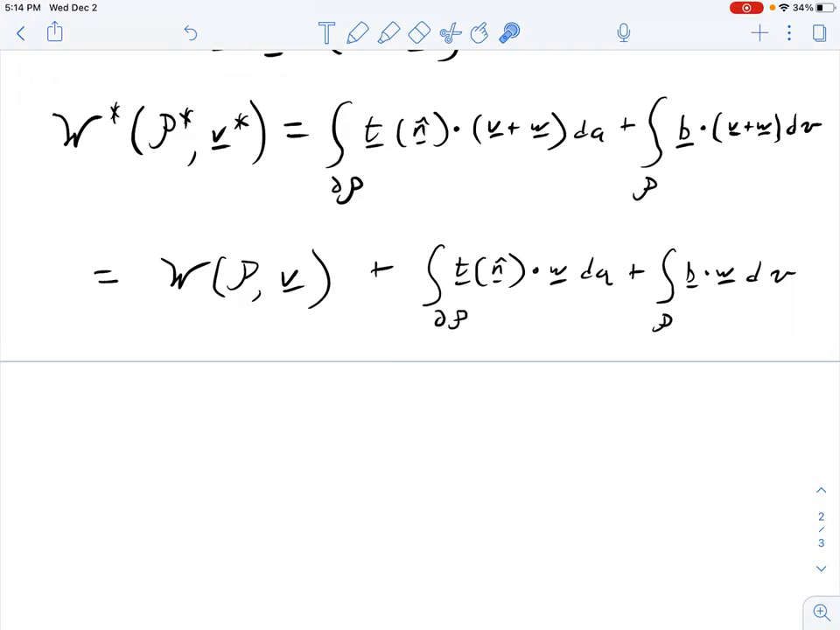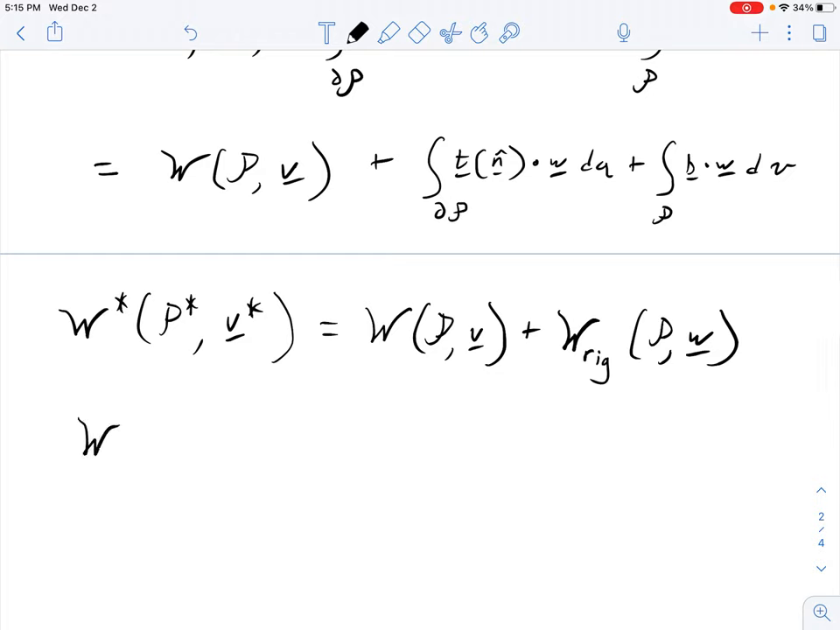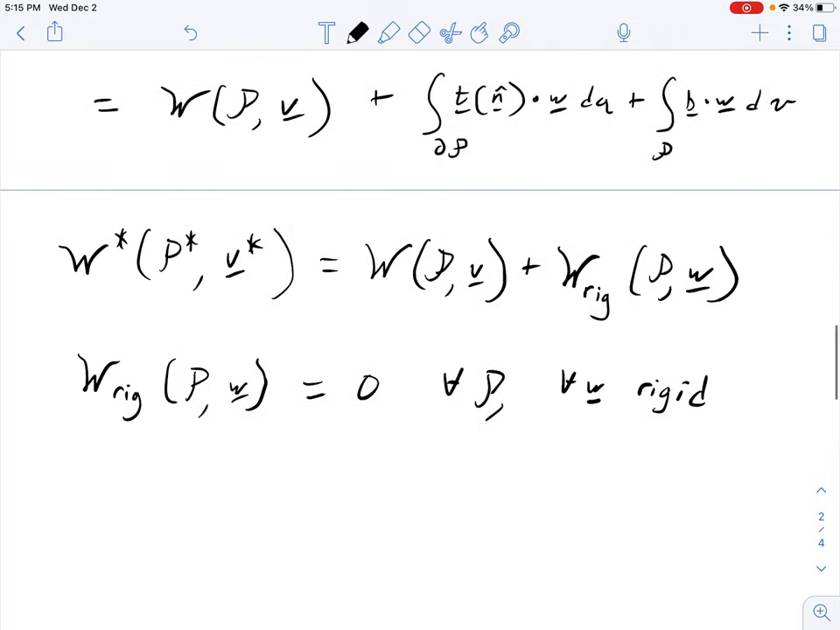So, W star of P star and V star is equal to W of P and V plus W rigid of P and W, with W rigid of P and W equal to zero for all P, for all W rigid, if and only if the force and moment balance are satisfied.